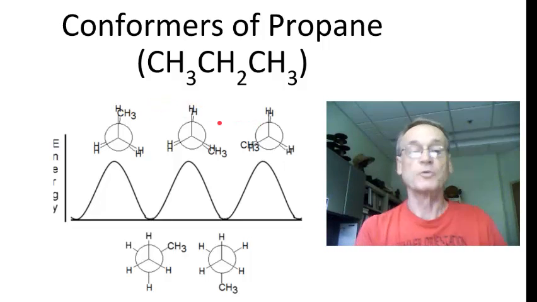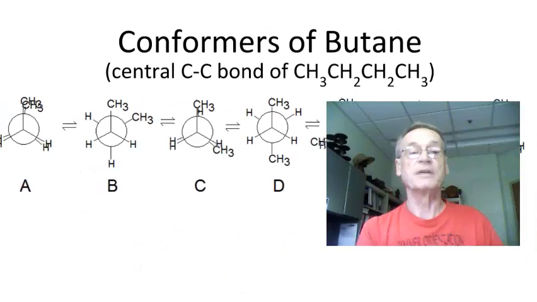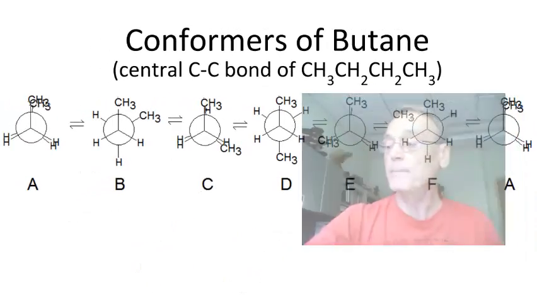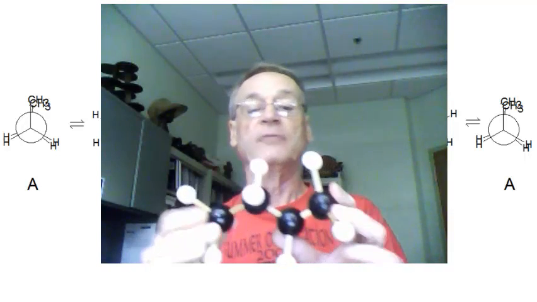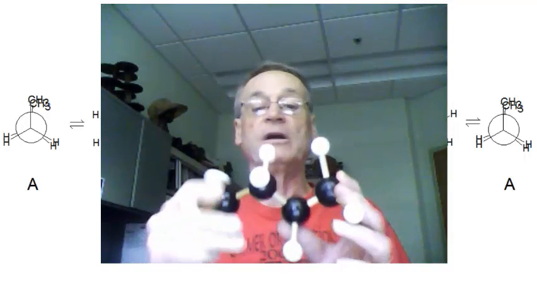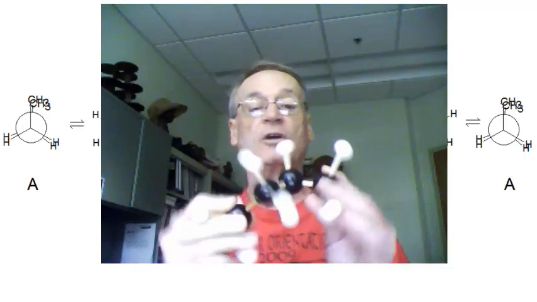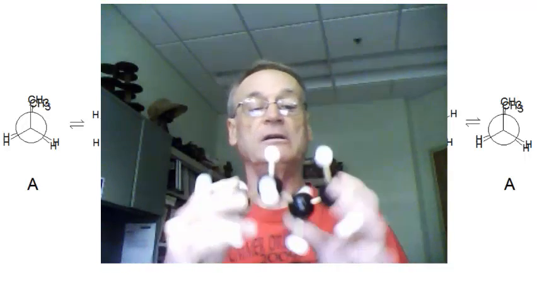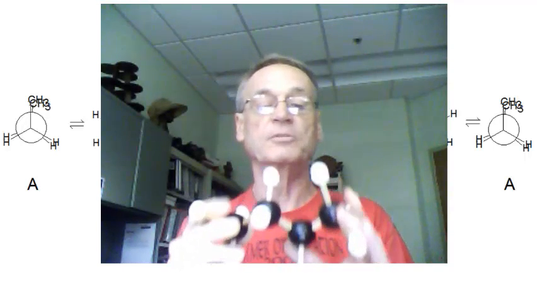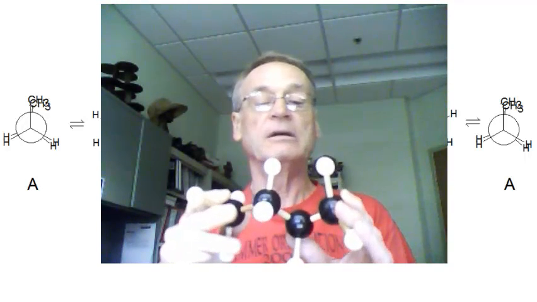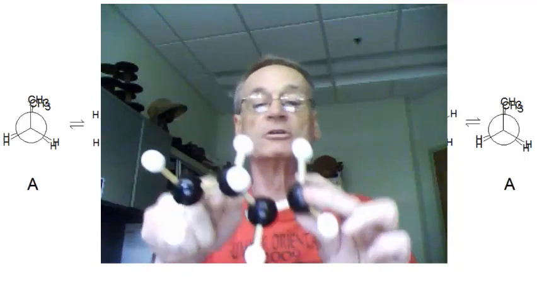So not much more complicated than the situation in ethane. But what about butane? Now if we look at butane, there are 3 carbon-carbon bonds, all of which are rotating all the time. So there are an infinity of infinity of infinities, so to speak, of conformations for butane. But the most interesting one is the central carbon-carbon bond.